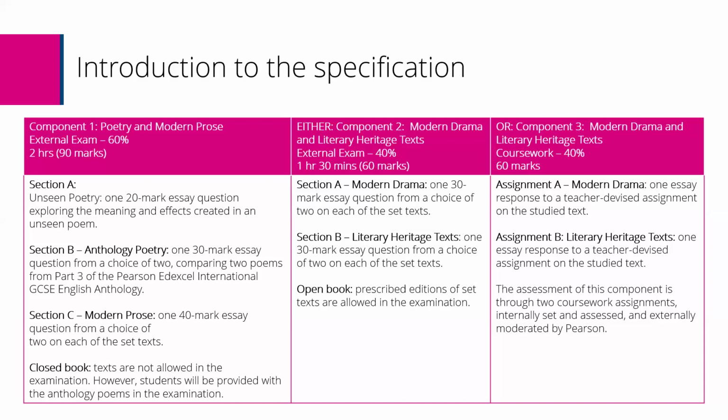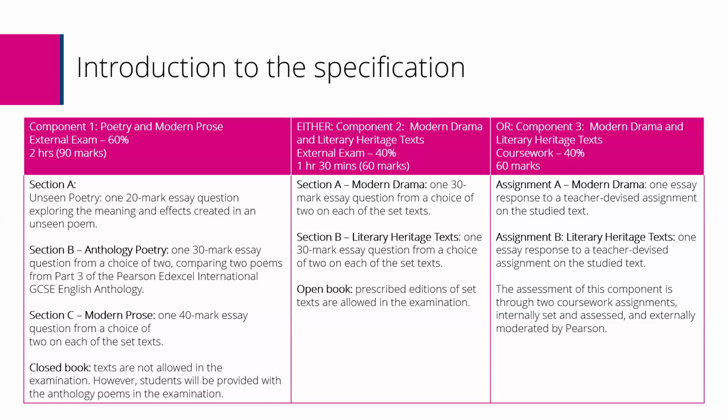Section B is anthology poetry. There is an anthology that supports this qualification. I'll be talking a bit more about that as we go through. Students study the poems in that anthology from part 3. If you're teaching 4EA, one of our 2 English language IGCSE specifications, you'll be familiar with that anthology, because parts 1 and 2 are for the 4EA qualification, English language, and part 3 is for the 4ET English literature. It's the same anthology, but obviously different texts for the different exams.